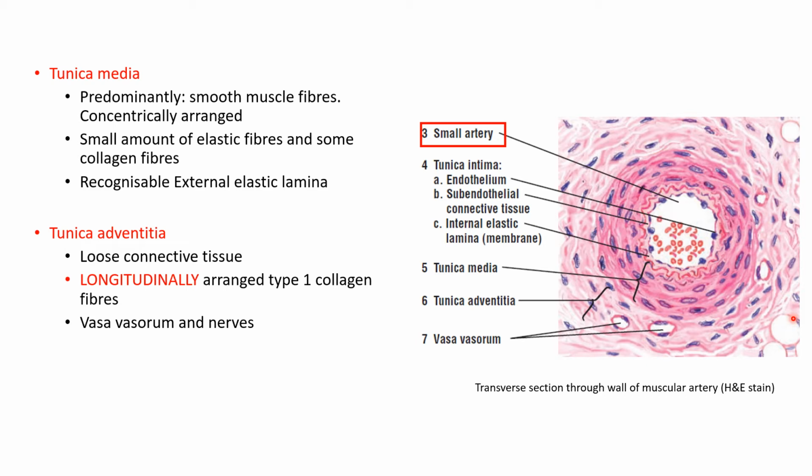Contraction of the smooth muscle of the tunica media of the muscular artery regulates the amount of blood flowing into the particular region. That is why the muscular arteries are called distributing arteries.